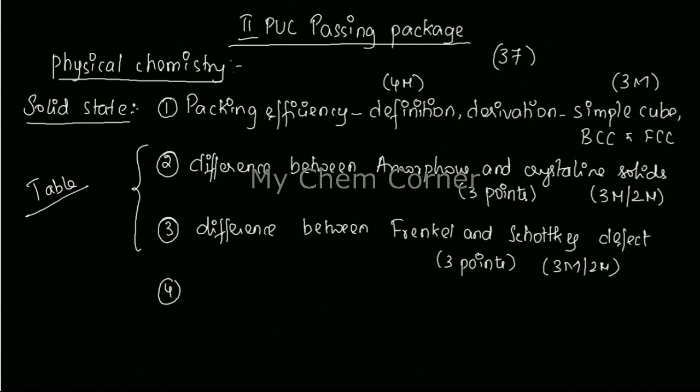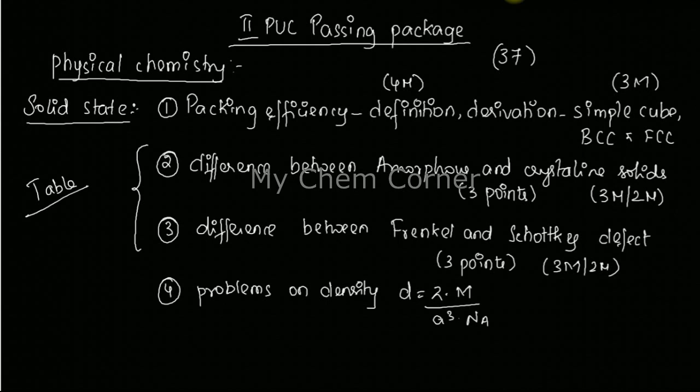Then another one is your problems on density. Alright, now the density formula is D is equal to Z into M by A cube into Na. So this is the formula. Based on this, they can ask you to calculate what is the Z value, what is the M value, or what is the D value. So other things will be given to you in the question. So this is one of them that you should be practicing.